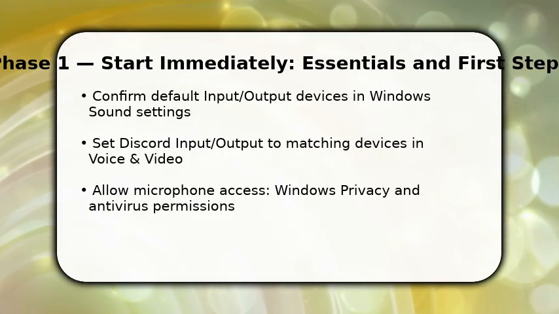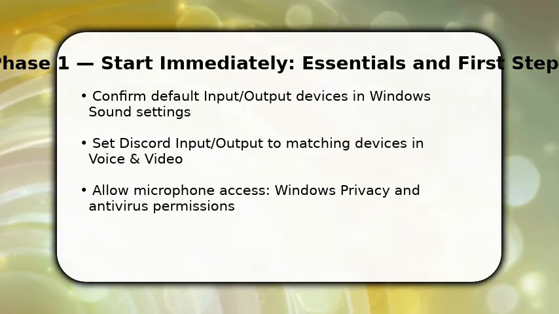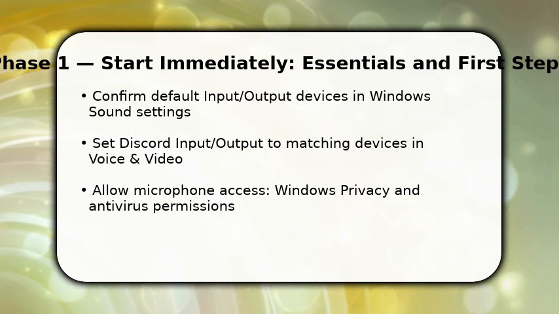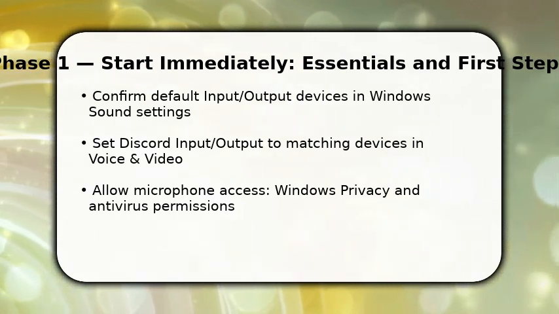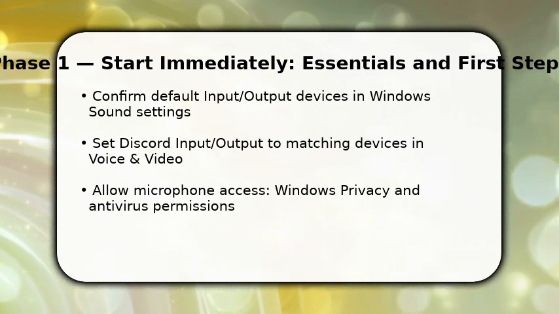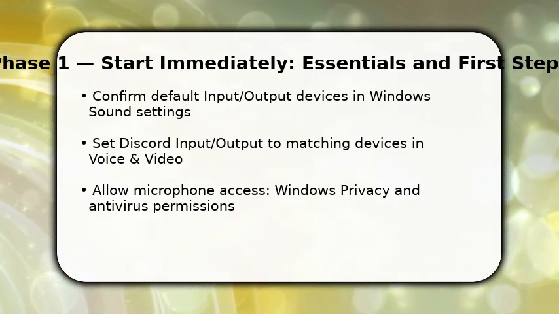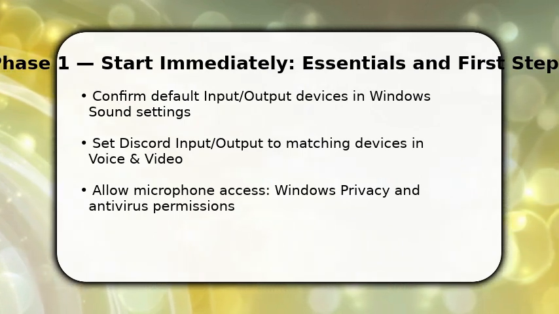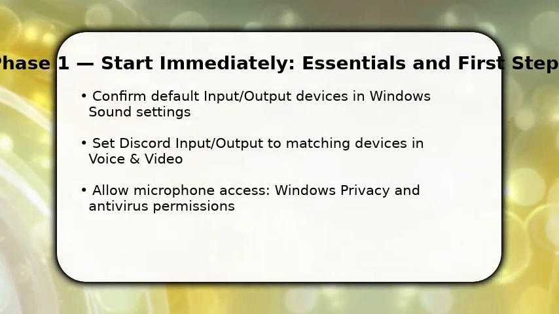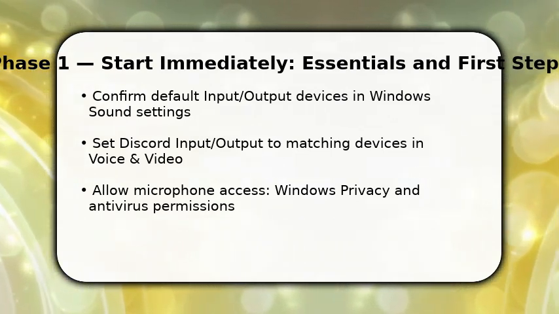You begin by locking in the basics. Pick the exact microphone and speaker in Windows Sound, then match those same devices inside Discord's voice and video. Once done, make sure Windows Privacy and any antivirus allow microphone access, otherwise Discord can't use the device. You should also disable exclusive mode so other apps don't seize audio. These steps stop common conflicts and ensure Discord actually talks to the hardware you expect, not a virtual fallback or muted input.